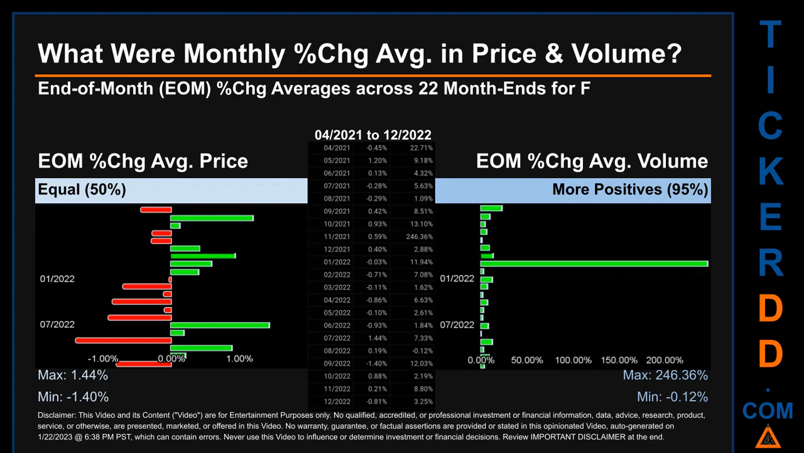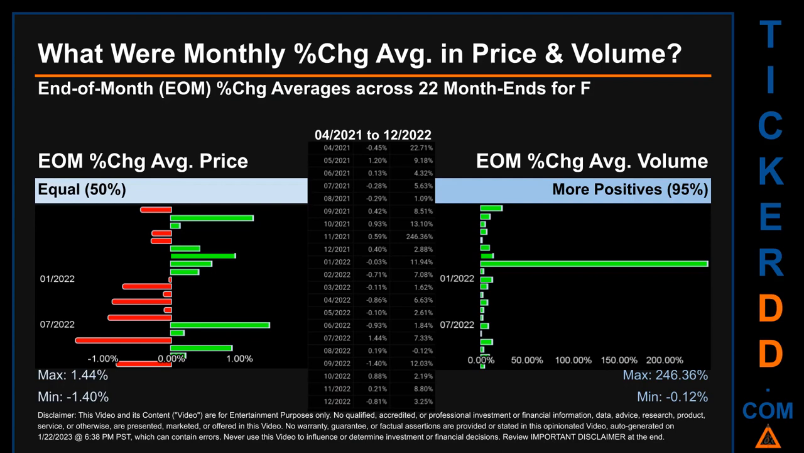What were end-of-month percentage change averages in price and volume for F? The monthly average of percentage change, in price and in volume, were calculated for each of the 22 month ends. That calculation took daily percentage changes and averaged them for each given month. If a month end came out negative, then it means that the month summarily saw a negative change. From 04/2021 to 12/2020, there was an equal split of monthly percentage change in price across 22 month ends.